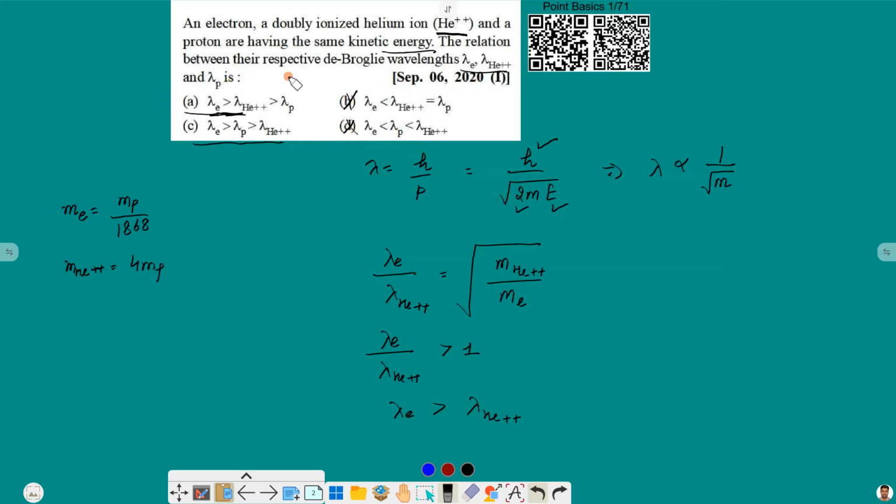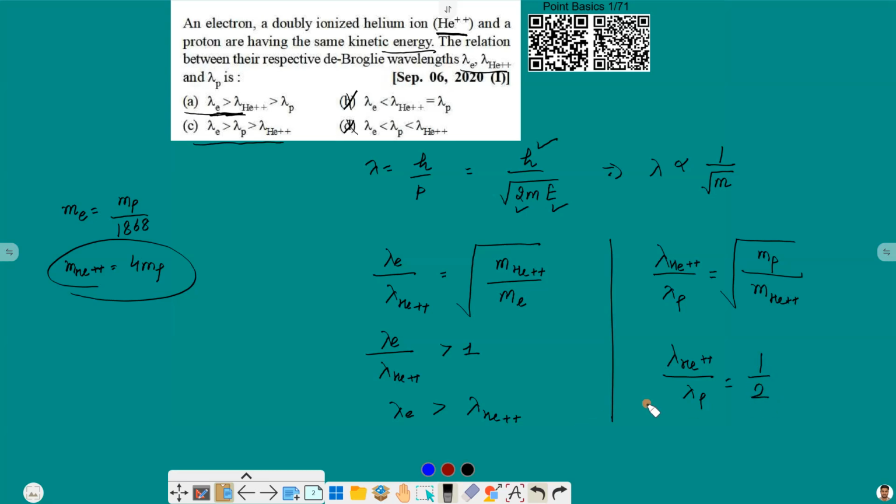Now writing the same for helium and proton, what will we get? Lambda He positive by lambda proton will be under root of mass of proton by mass of He positive. Now this will give us 1 by 4, because mass of helium is 4 times mass of proton. After solving the under root we will get half, and this leads us to lambda of proton equal to twice lambda of He positive.